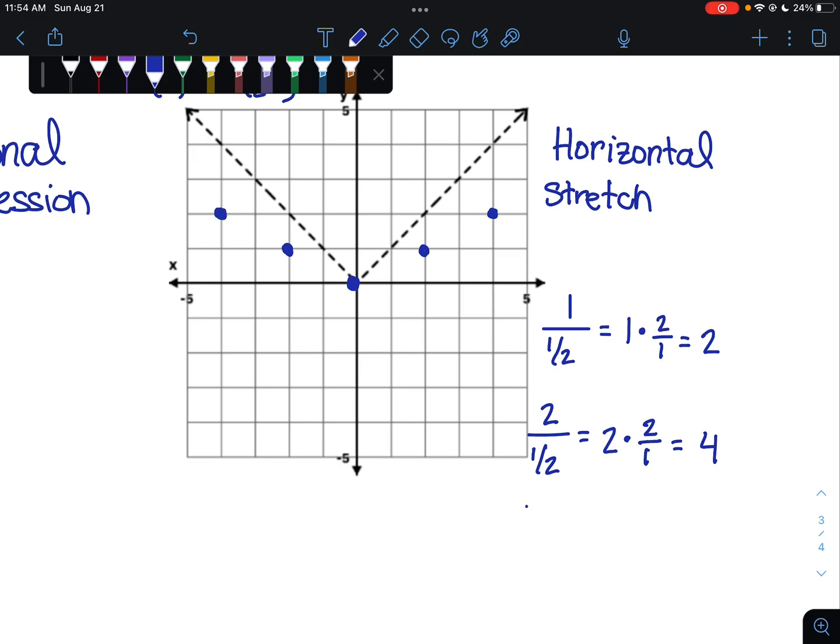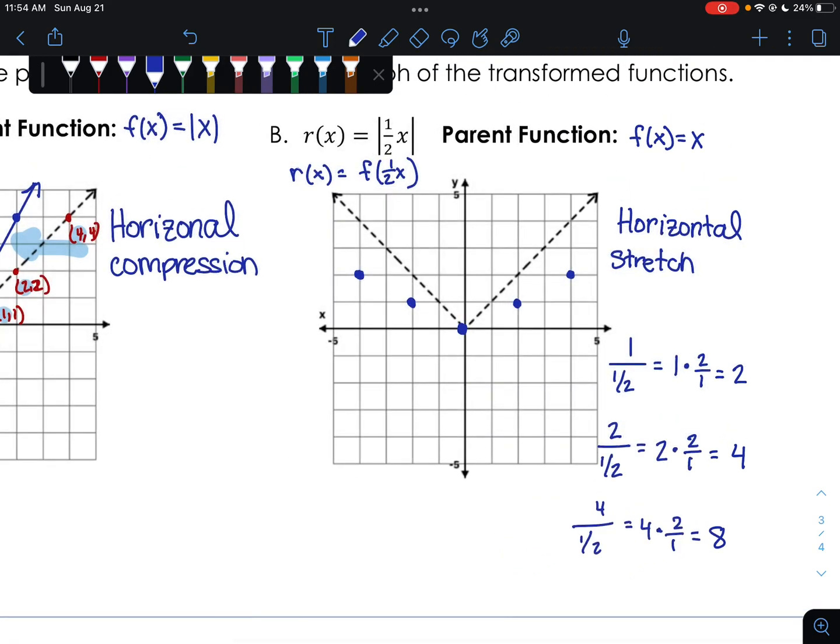If we did 4 divided by 1/2, that would be the same as 4 times the reciprocal, 2 over 1, which would be 8, and I don't have enough space to graph that. So I connect my dots.